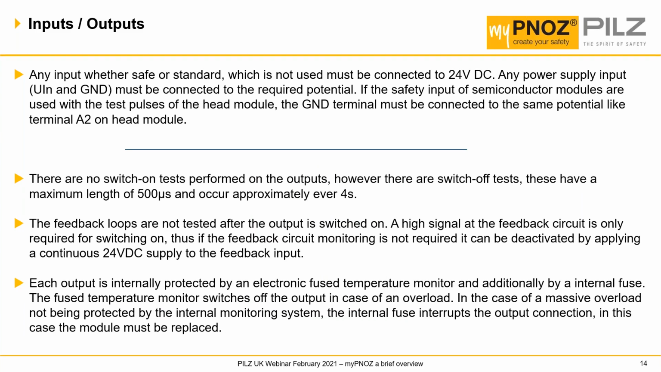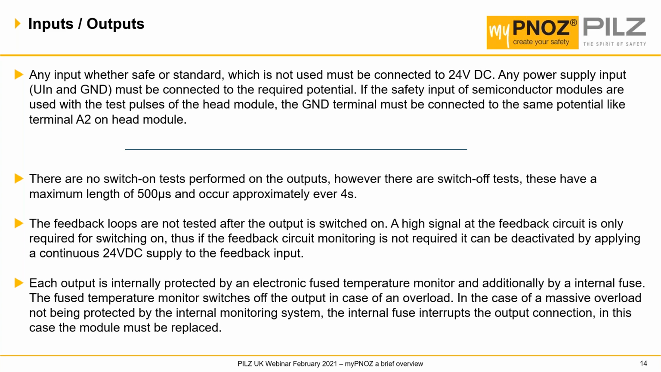Any inputs into the myPNOZ that are not going to be used must be connected to 24 volt DC. Any terminal marked UN or ground must be connected to the required potential. It is also a requirement to have all the modules using a common ground terminal to allow for common reference points, and not for allowing floating signals.